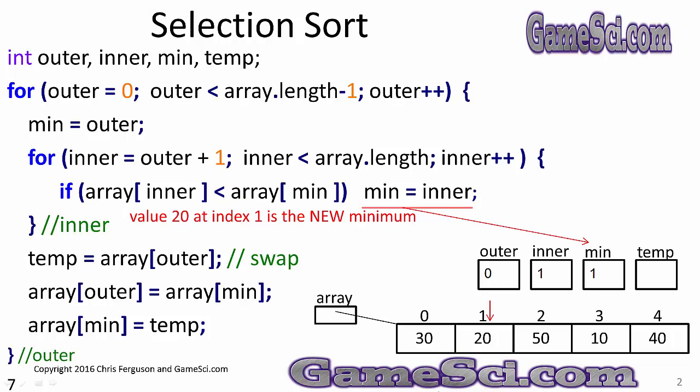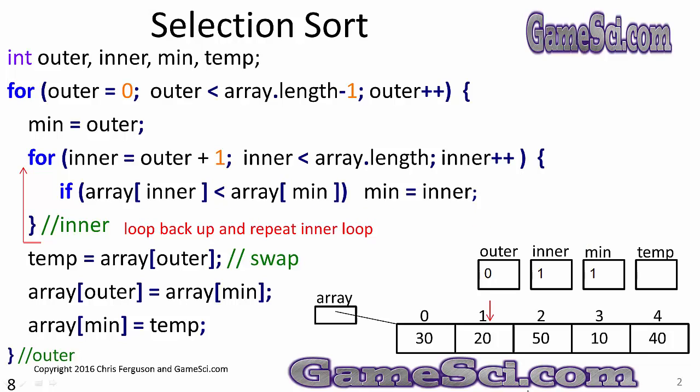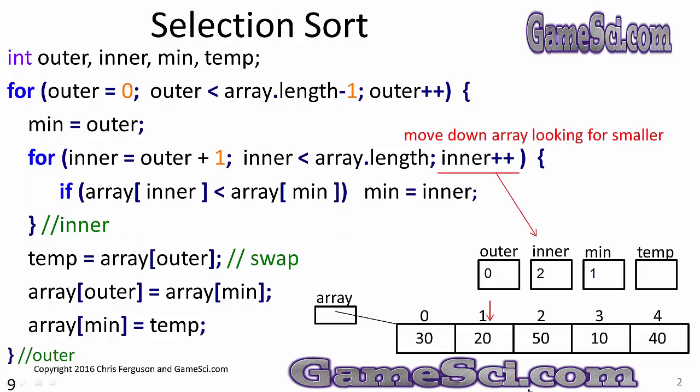See that min has the value of 1? When min has the value of 1, we're saying this value in index 1 is the minimum or smallest value we can find. The value 20 at index 1 is the new minimum value. We'll hit the end of the loop and spin back up. That's what loops do. When we get back up, we'll increment the inner value. We'll move down the array looking for something smaller.